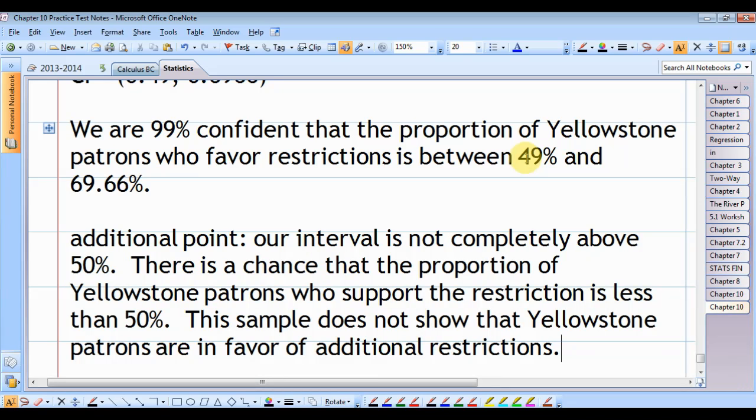We know that the actual parameter is somewhere between 49 and 69. We just don't know which one.